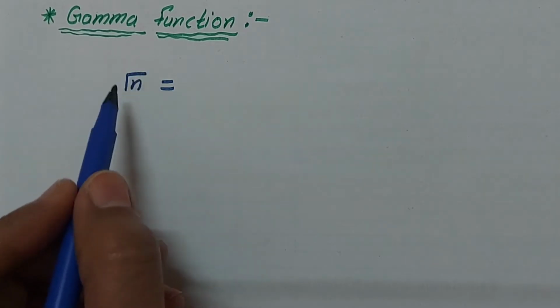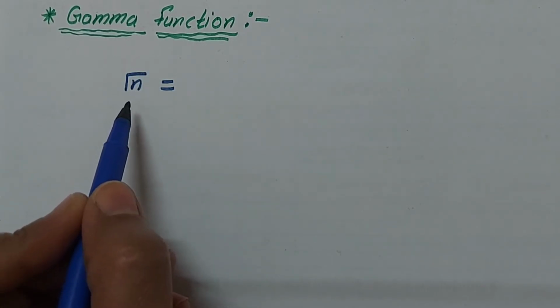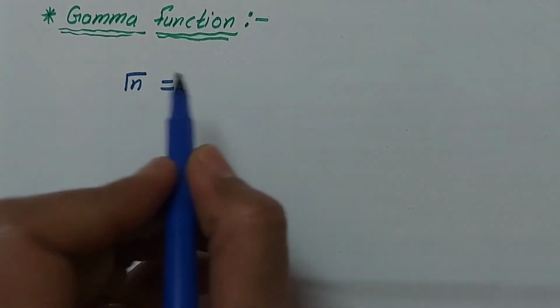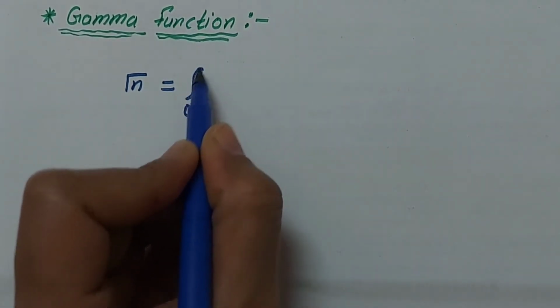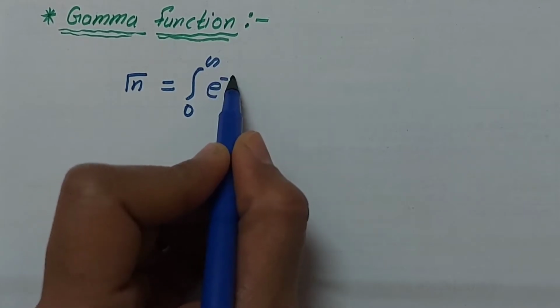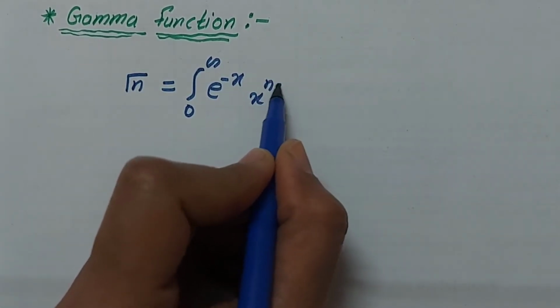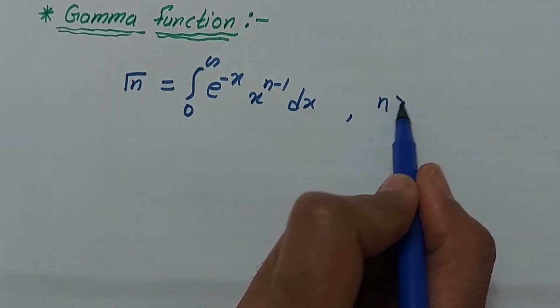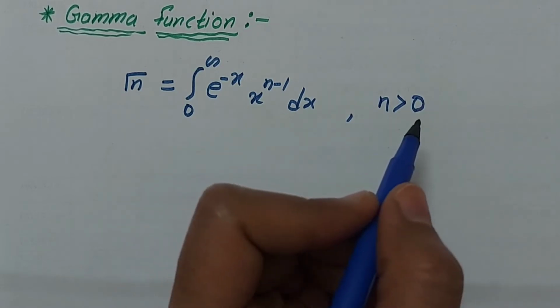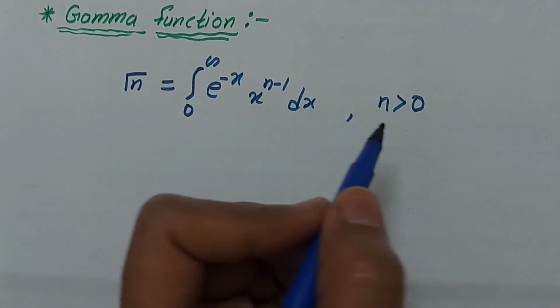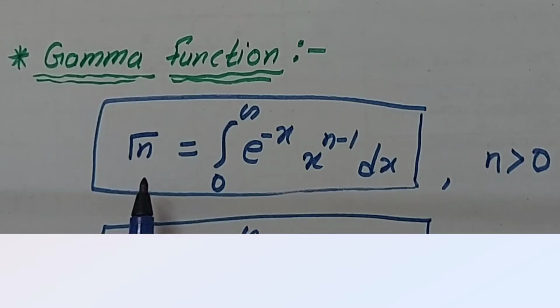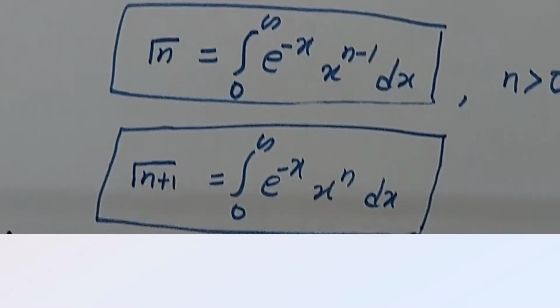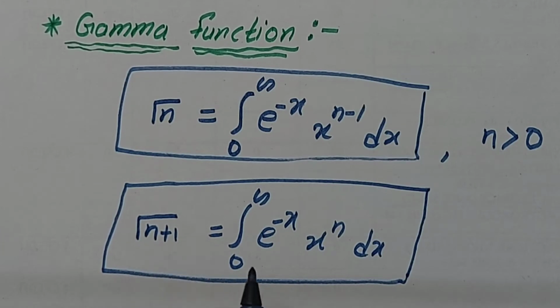Gamma of n is denoted by gamma of n, by this notation, and it is defined as the integral from 0 to infinity of e raised to power minus x, x raised to power n minus 1, dx. Here n is a real number and it is strictly greater than 0. If we replace n by n plus 1, then we get gamma n plus 1 is equal to the integral from 0 to infinity of e raised to power minus x, x raised to power n, dx.